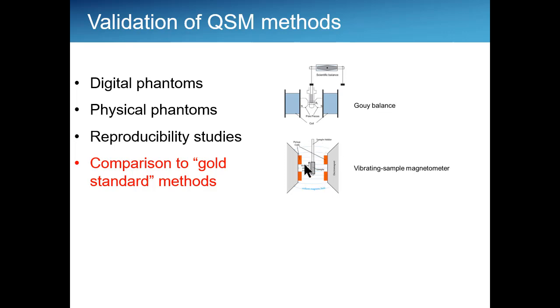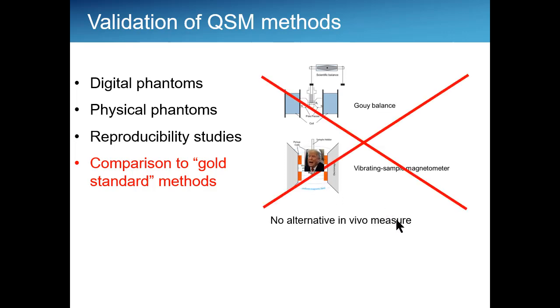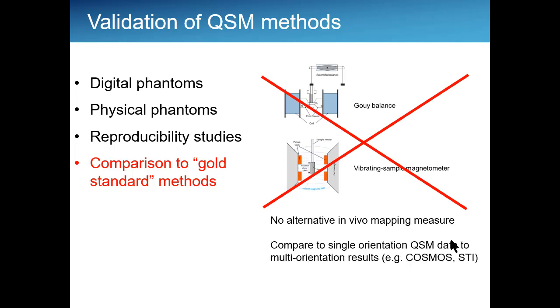Okay, so we could try and make comparison to gold standard methods, but that's kind of difficult because these are measurements on samples. You know, you can maybe make a head size system, vibrating magnetometer, but it's going to be a difficult one to do. So there isn't really an alternative in vivo measure that I'm aware of.